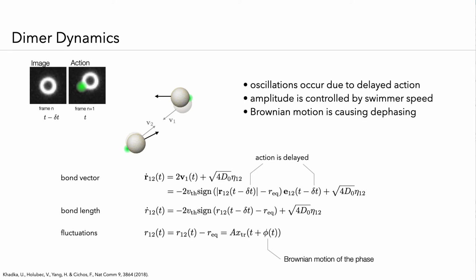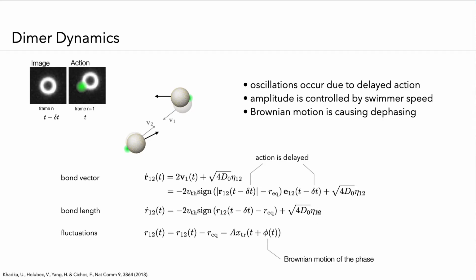First of all, you have oscillations which occur due to that delayed interaction. The process of calculating the response to images is delayed, and due to that, you get this dynamics. The amplitude is controlled by the swimmer's speed, of course, because here you have the swimmer's speed in front of that. So it should play a role. And there's additional Brownian motion.